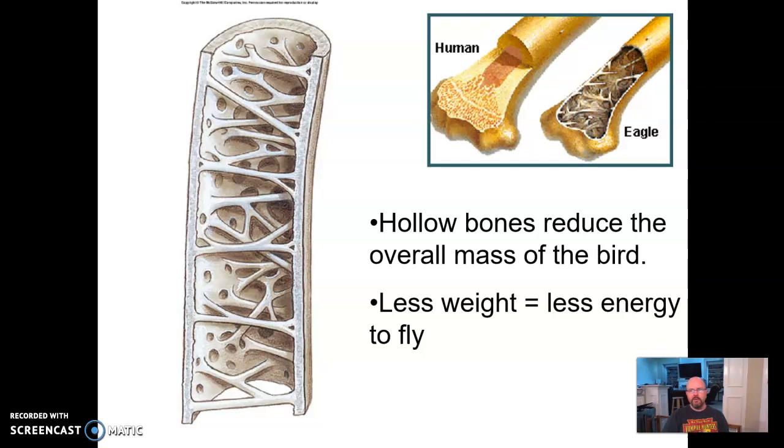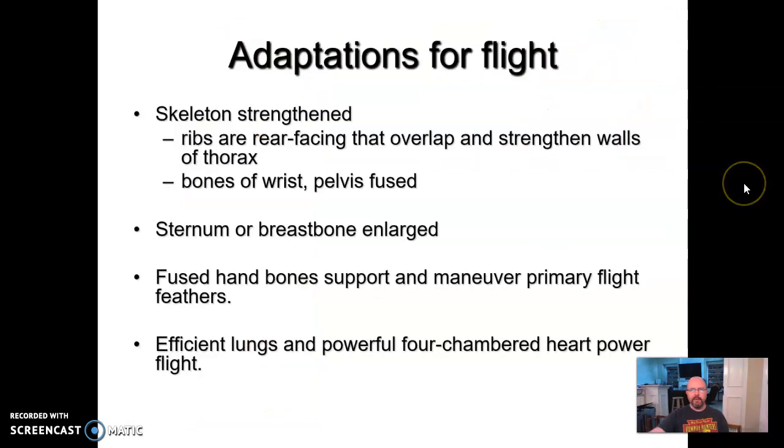You can see a human long bone in the top picture, and you can see the same corresponding bone in an eagle, and it's basically full of air, making it easier to get them off the ground. The skeleton is strengthened. Ribs are rear-facing, and they overlap and strengthen the walls of the thorax, the abdomen. Bones of the wrist and the pelvis are fused together, so reduced bones again.